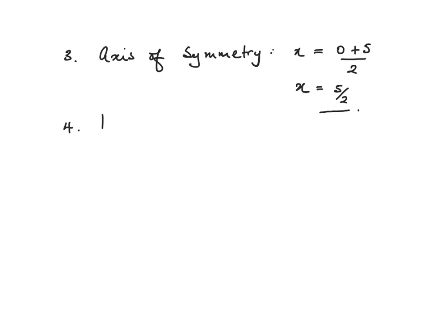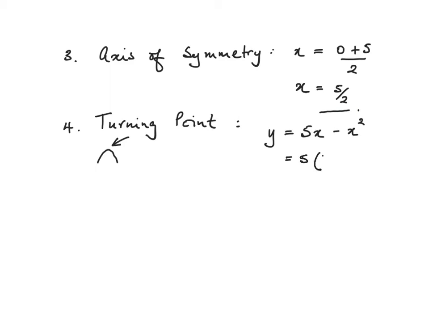Next thing to do is to work out the coordinates of the turning point. Now we already know that it's a sad face graph. So what we'll have is a maximum turning point, which is to say the graph goes up to this point and then turns down, so it doesn't get any higher than that. Now here is the original function, 5x minus x squared. What we're going to do is to substitute this value here in for x.